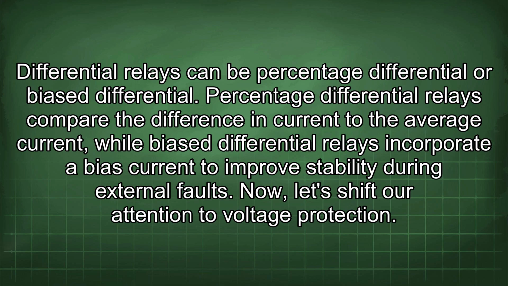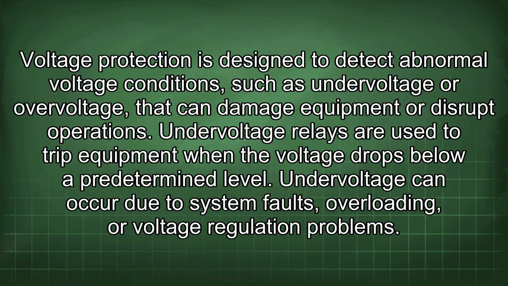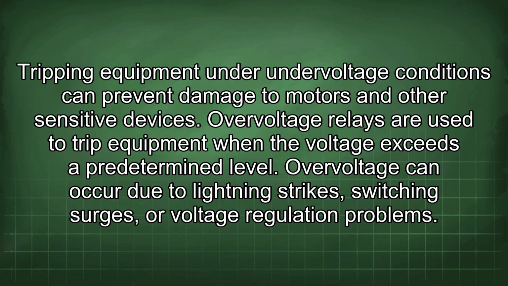Now let's shift our attention to voltage protection. Voltage protection is designed to detect abnormal voltage conditions, such as undervoltage or overvoltage, that can damage equipment or disrupt operations. Undervoltage relays are used to trip equipment when the voltage drops below a predetermined level. Undervoltage can occur due to system faults, overloading, or voltage regulation problems. Tripping equipment under undervoltage conditions can prevent damage to motors and other sensitive devices.